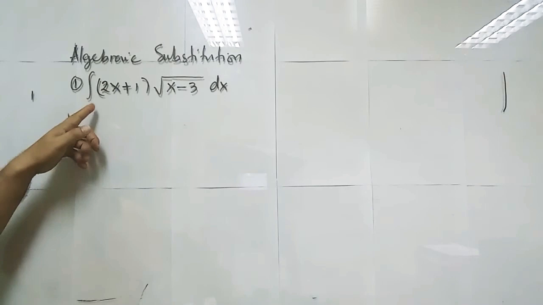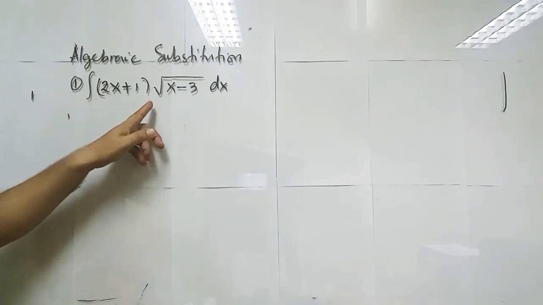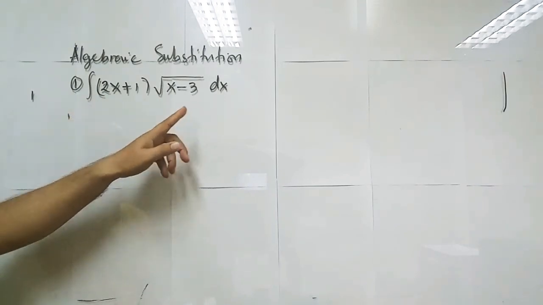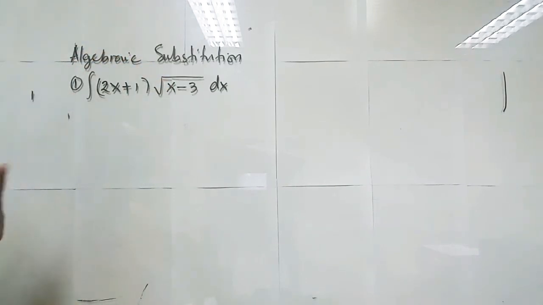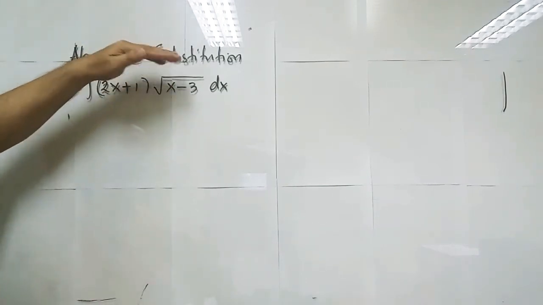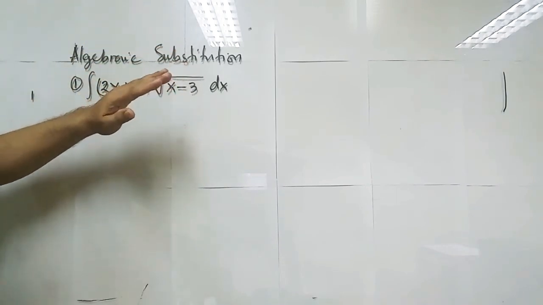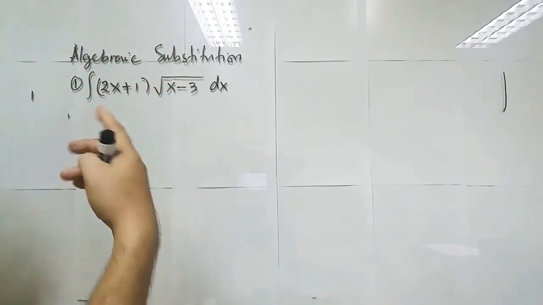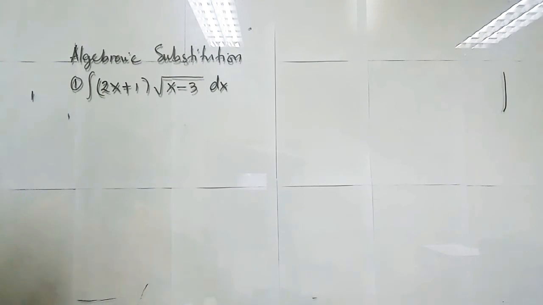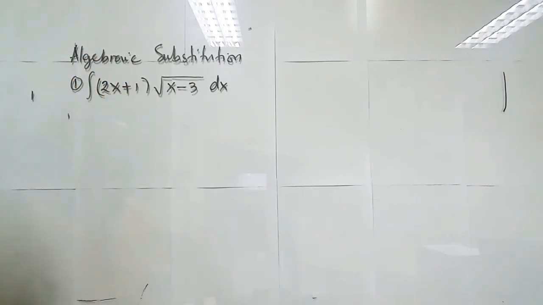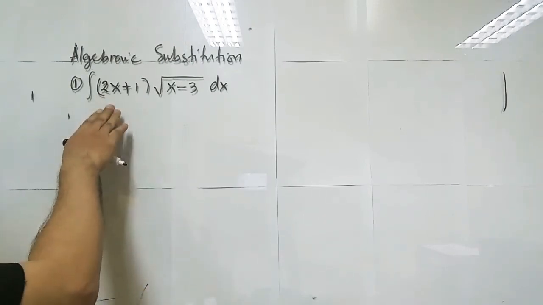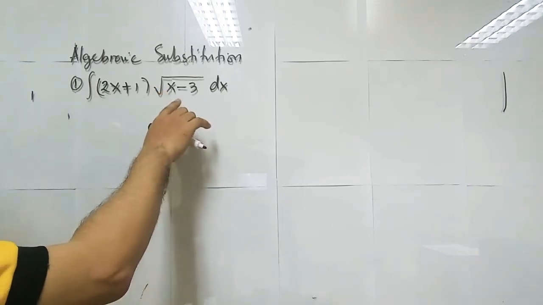We have the integral of 2x plus 1 times the square root of x minus 3 dx. Now, in algebraic substitution, from the word itself, we usually use the substitution method. Okay, so we usually do the substitution, and then we have here the word algebraic. So usually we use variables to substitute. So say, for example, this one, the integral of 2x plus 1 square root of x minus 3 dx.